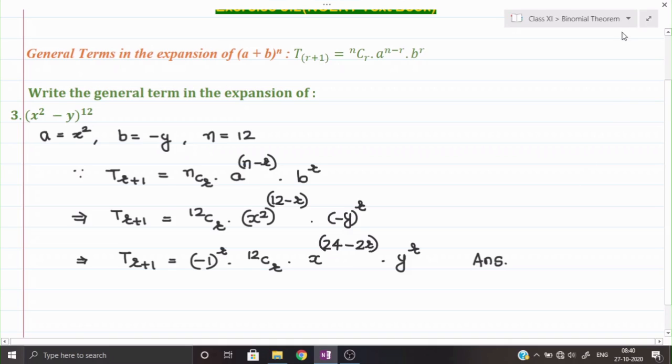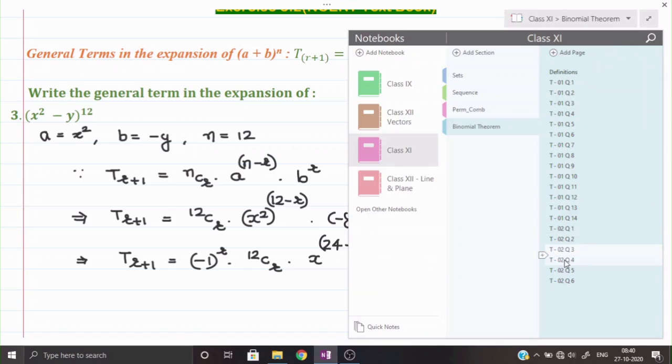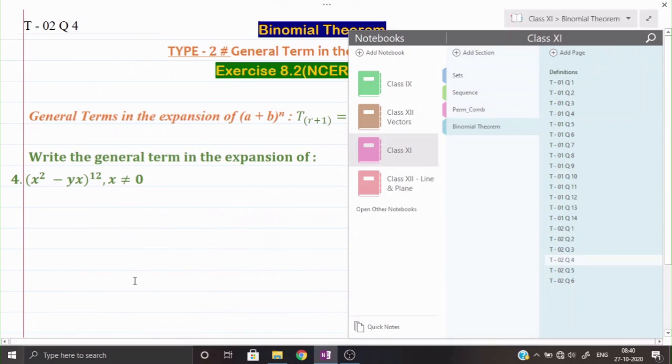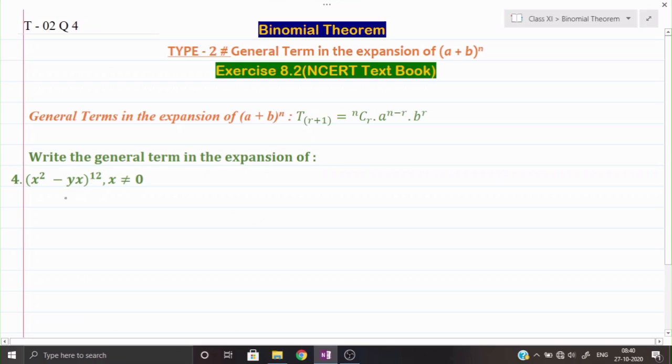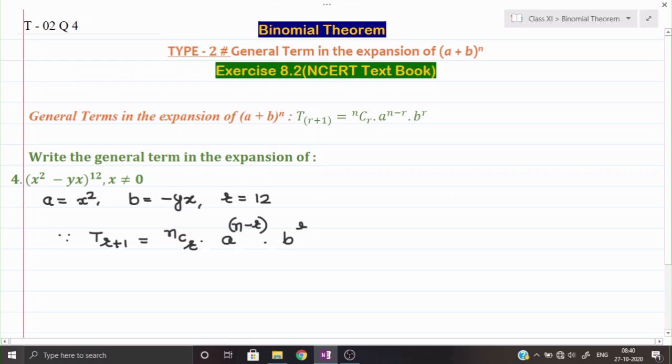Let us see one more question of this kind, then you will become familiar with this kind of question. Question number 4 I am going to explain. See, here also they are asking the general term. So first I will mention the value of a. A will be equal to x square, b will be equal to minus y x, then r will be equal to, here again, 12. Okay, so first we shall apply the formula. T r plus 1 is equal to n C r into a to the power n minus r into b to the power r.